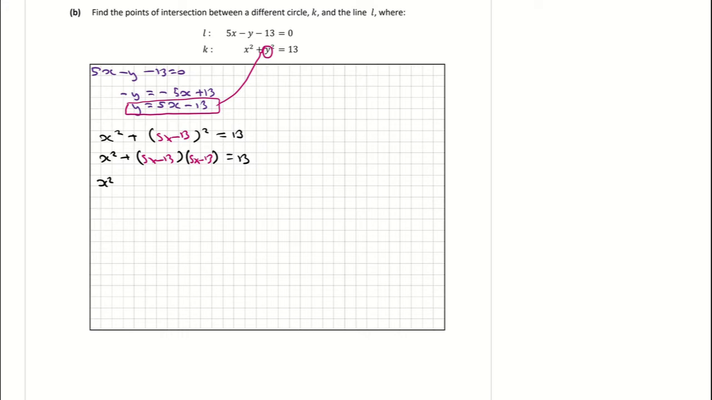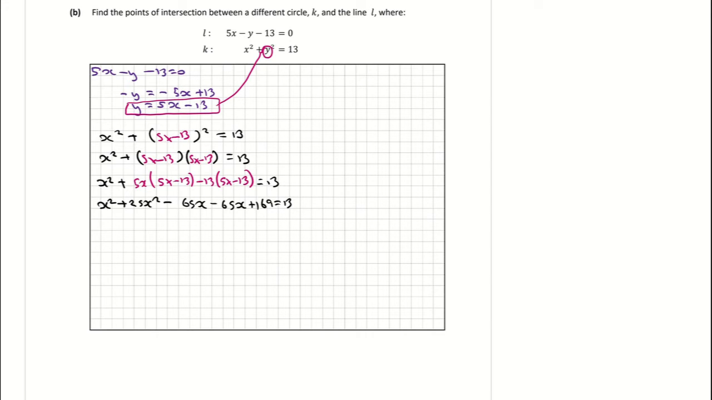And opening out the bracket, it's going to be first term by second bracket, second term by second bracket. And don't forget, that is all equal to 13. So tidying that up, I get x squared. Multiplying in the 5x by the 5x, I get plus 25x squared. Multiplying the 5 by the minus 13 makes minus 65x. Minus 13 by 5x again, minus 65x. And minus 13 by minus 13 makes positive 169 equals 13.